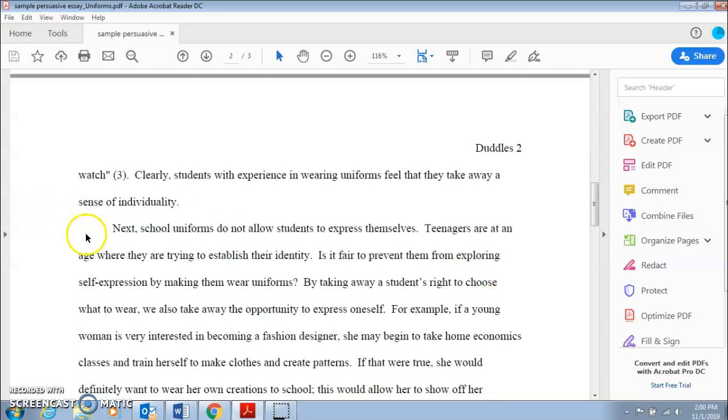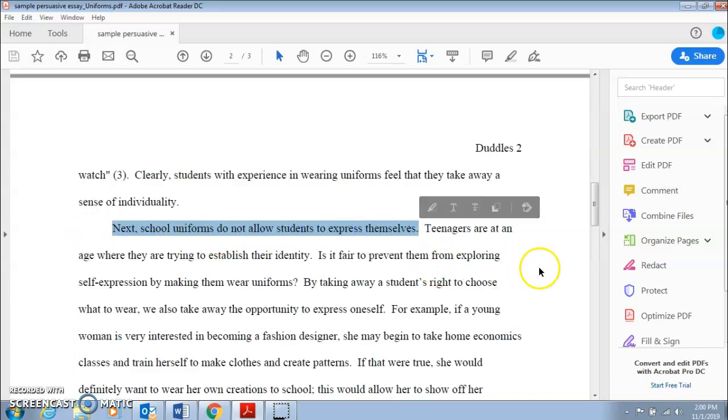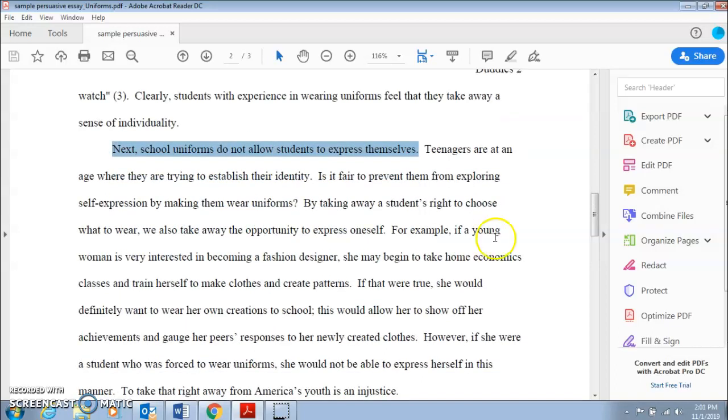When I look at the second body paragraph, they do start with a transition followed by a topic sentence. Now, in their thesis statement, they said that their second point would be that it does not allow students to express themselves. So we see that that is represented in their topic sentence. The rest of the paragraph should be a compelling argument that uniforms do not allow self-expression.